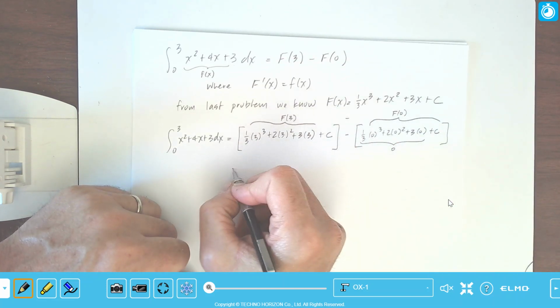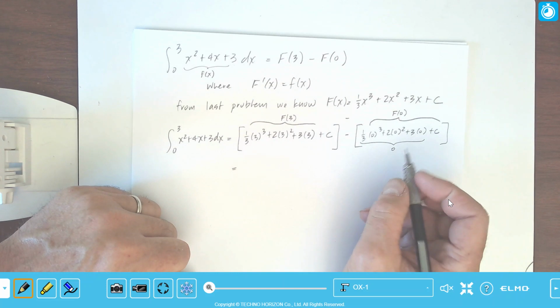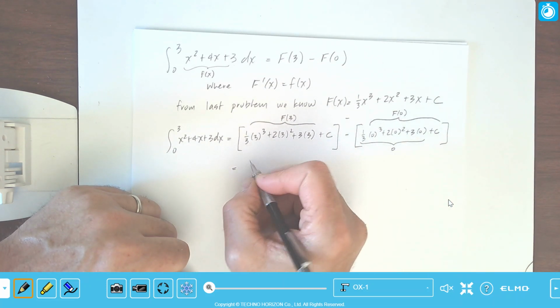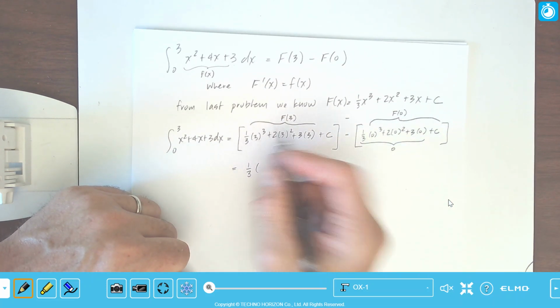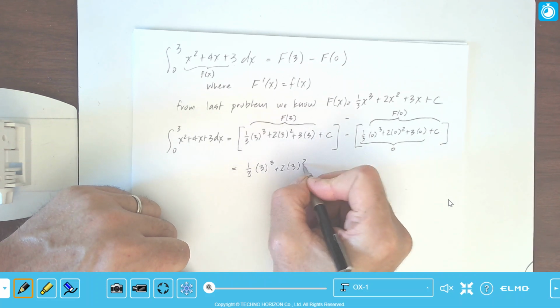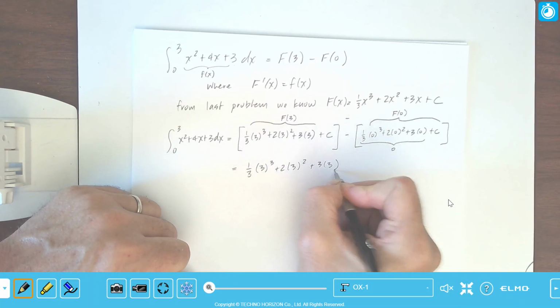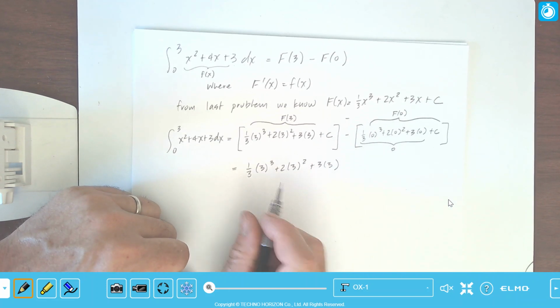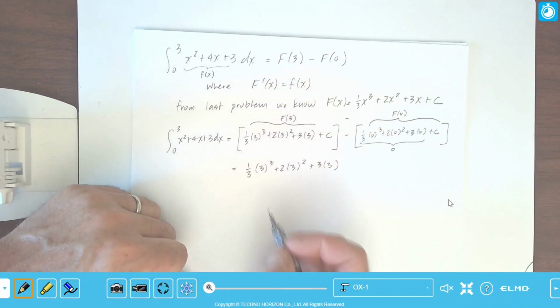And so what we end up with, in the definite integration, I should say, is 1/3 of 3 to the third plus 2 times 3 squared plus 3 times 3. That's it. That's the area under the curve of this function right up here.